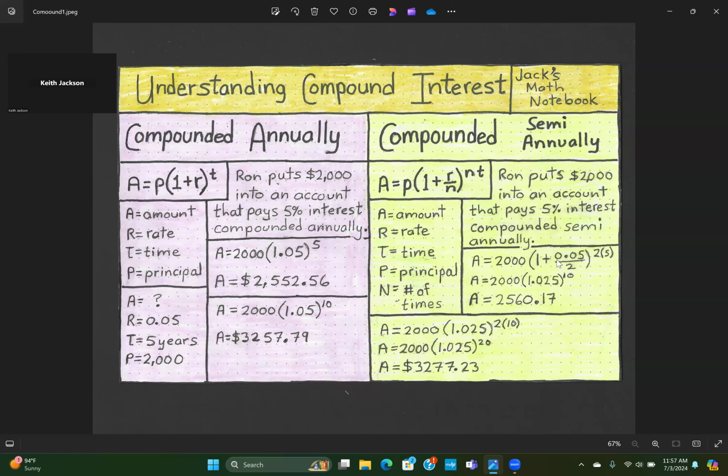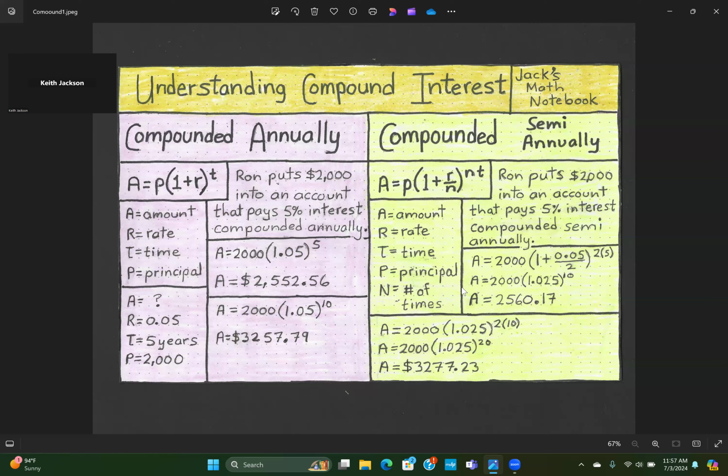But before we do that, we have to do what's inside the parentheses first, if you recall PEMDAS. So when we take 0.05 divided by 2, we get 0.025, and we add that back to the 1. So our new amount is going to equal 2,000 times 1.025 raised to the 10th power. And as you can see right here, when we raise that to the 10th power, our answer is going to be $2,560.17.